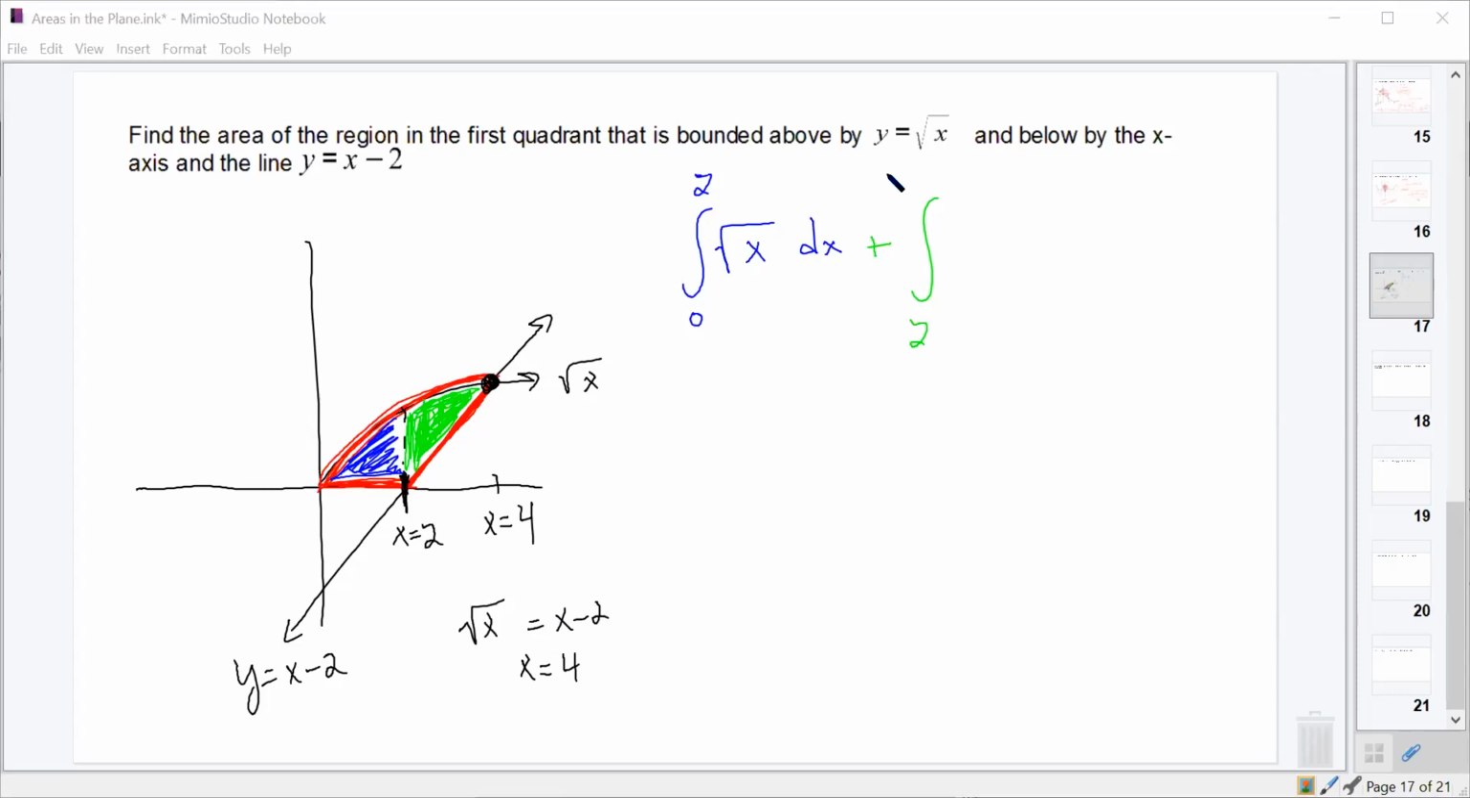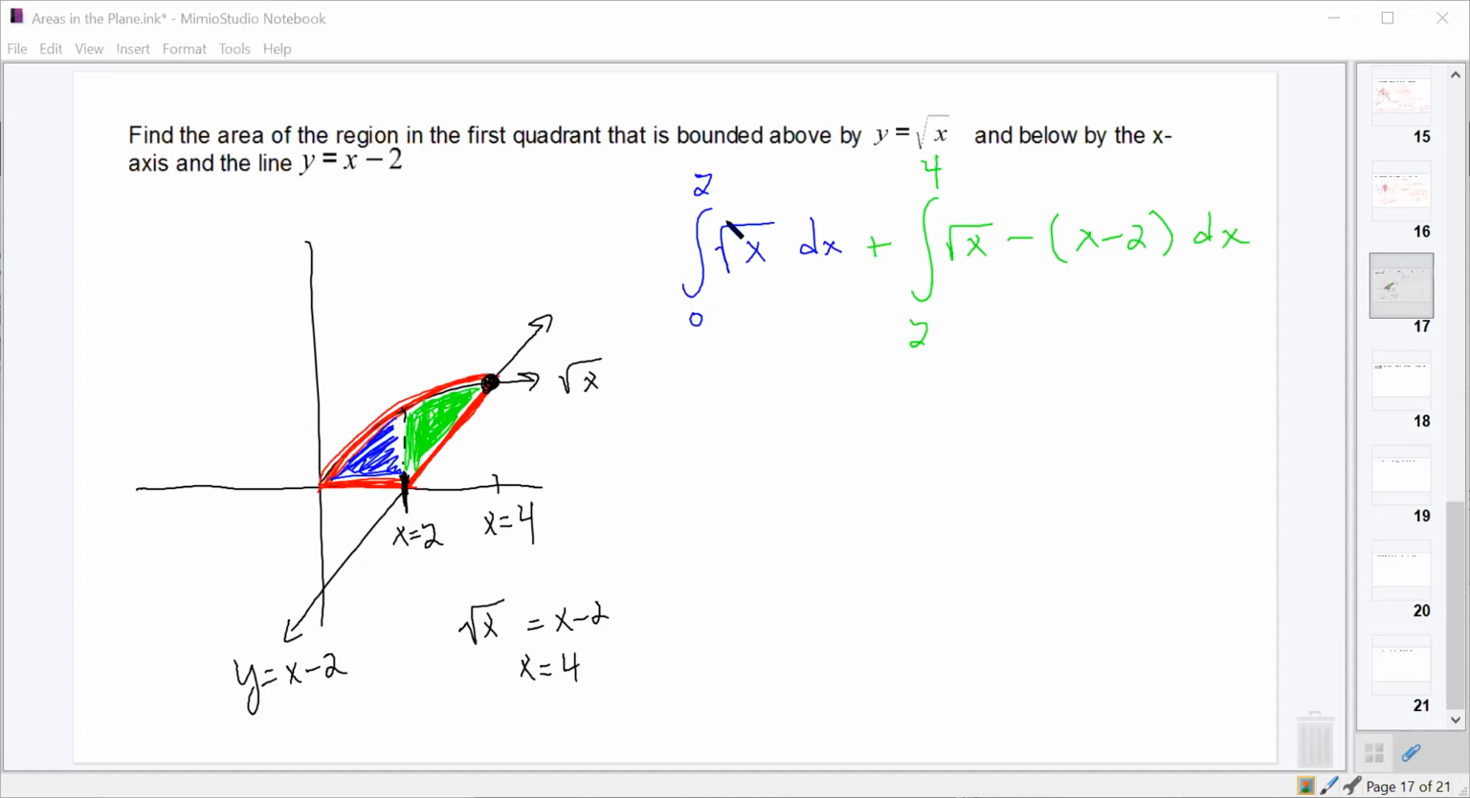So we'll go up here and say we're going to integrate from 2 to 4. And the upper function is now the square root x function. And what's the lower function? x minus 2. Everybody agree with that? So a little bit of a pain to set that up, but it could be worse, right? Indeed.